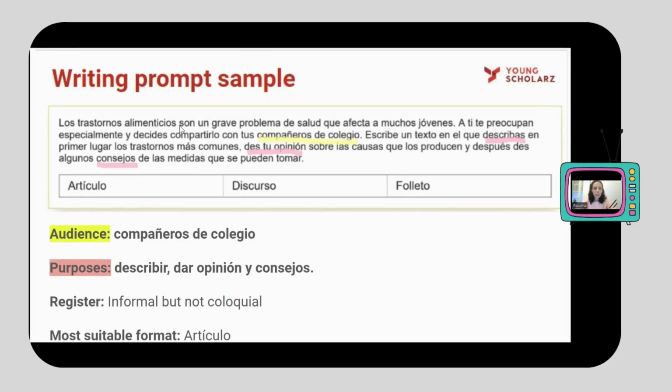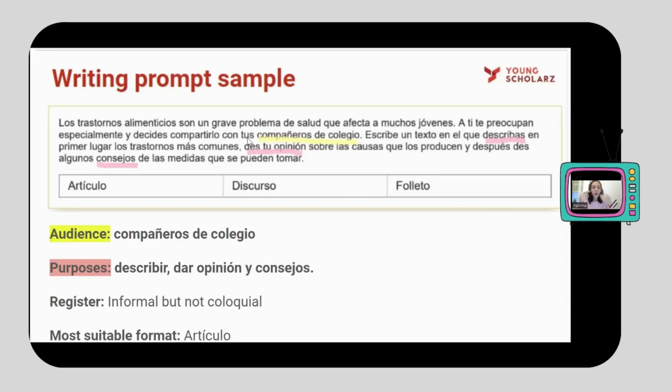Los trastornos alimenticios son un grave problema de salud que afecta a muchos jóvenes. Okay, that's the general context. Then it says, te preocupan especialmente y decides, you decide, compartirlo, share this worry, con tus compañeros de colegio. So here we have who is going to read our text: our classmates, school friends.